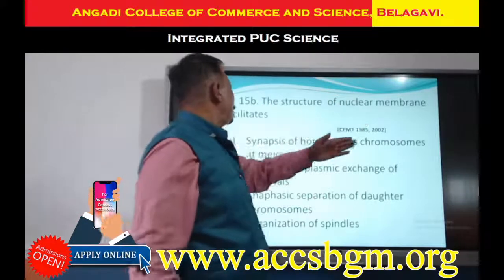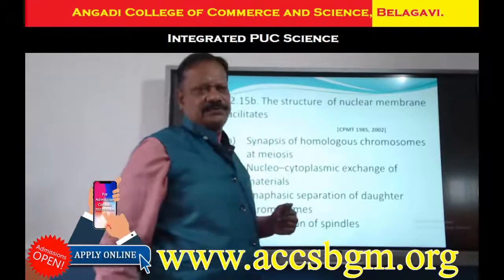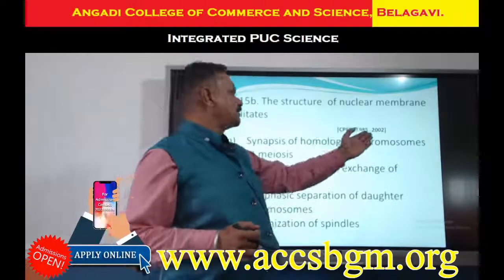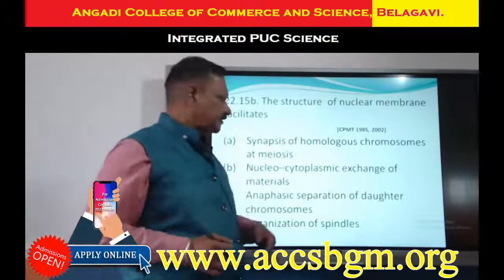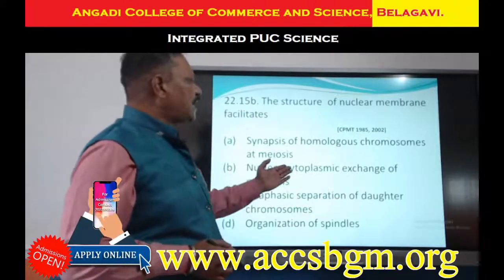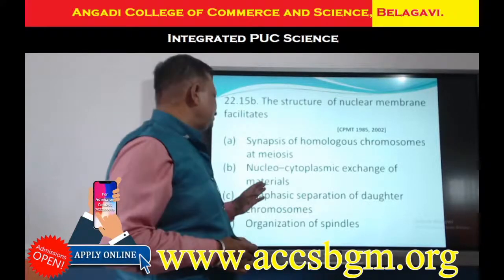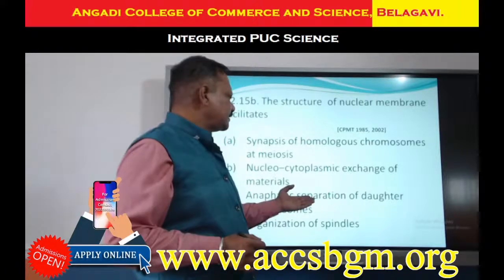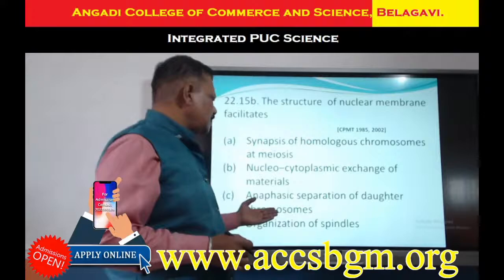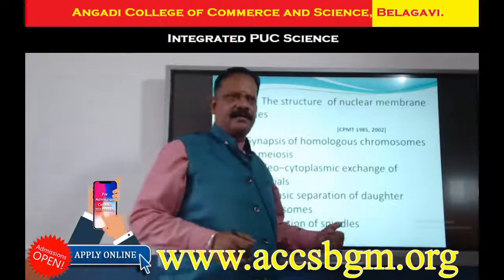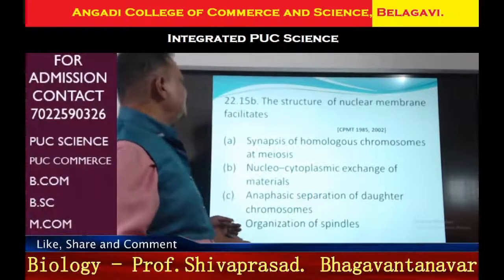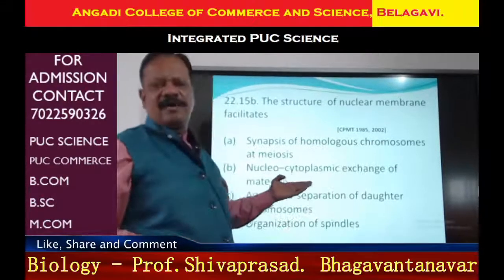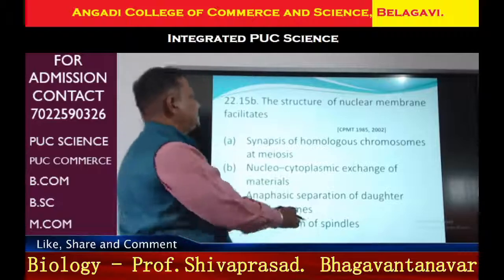The structure of nuclear membrane facilitates: synapsis of homologous chromosomes in meiosis, nucleocytoplasmic exchange of materials, anaphasic separation of daughter chromosomes, organization of spindles. So the right answer is option B, nucleocytoplasmic exchange of materials. So option B is the right one.